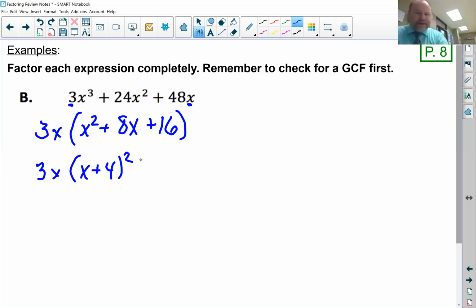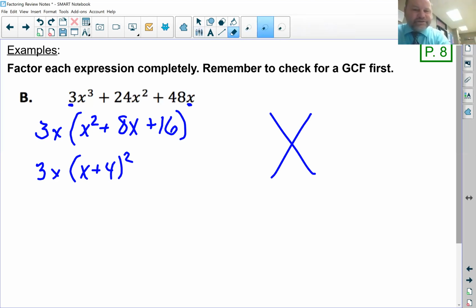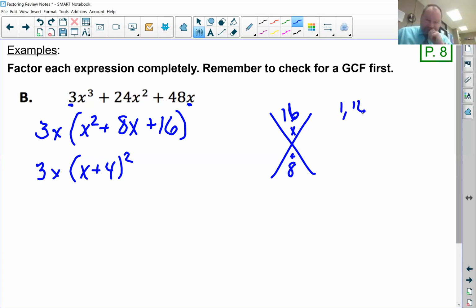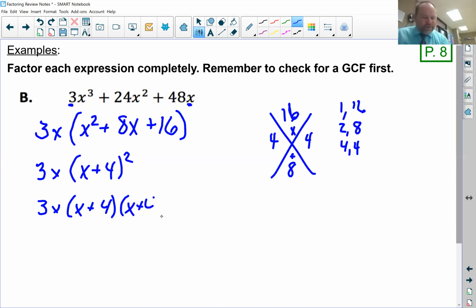If you didn't recognize that, again, you can go to the x method, multiply to 16, add to 8. They're both positive, so my factors have to both be positive. 1 and 16, 2 and 8, 3 won't work, 4 and 4. You could also write this as 3x, x plus 4 times x plus 4. A little more writing that way.